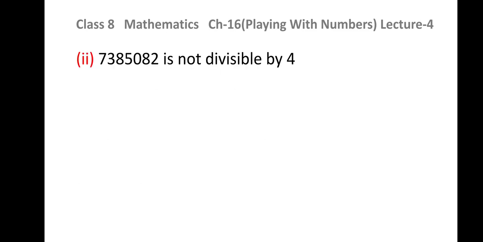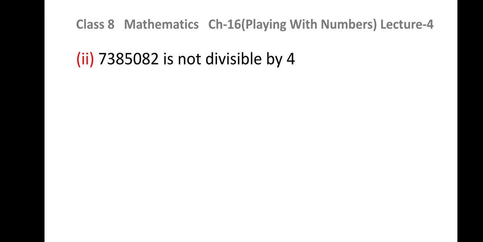We are taking the second example. Here this is the number. This number is not divisible by 4. How can we say that this is not divisible by 4? As the divisibility rule of 4 says, a number is divisible by 4 if the number formed by the last two digits, that is units digit and tens digit, is divisible by 4.